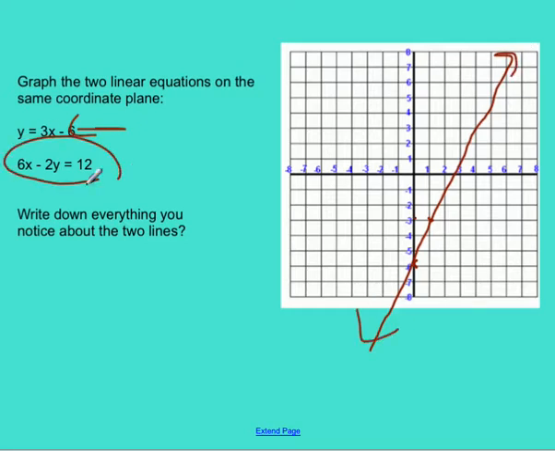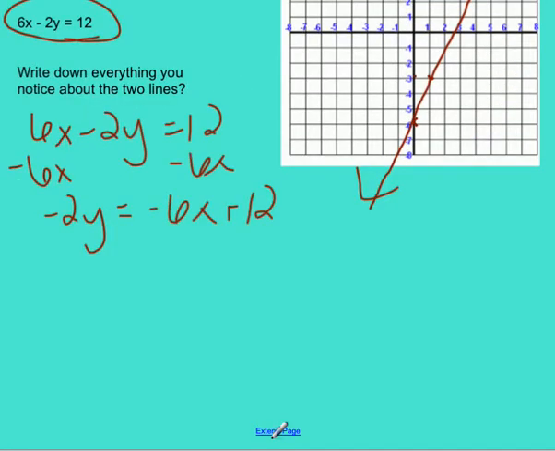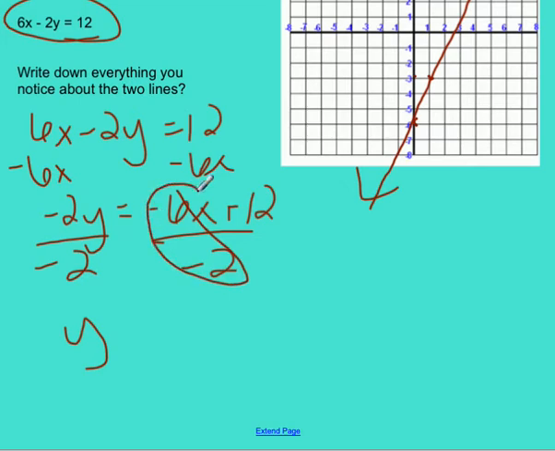So now I'm going to solve this equation for y. Okay, that's the only way I can graph it. So I have 6x minus 2y is equal to 12. Subtract 6x from both sides, then we get -2y is equal to -6x plus 12. Now I need to divide both sides by -2. When I divide by -2, that's going to do a couple things. First, I have -6 divided by -2. That's going to give me a 3. 12 divided by -2, that's going to give me a -6.